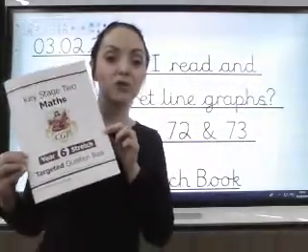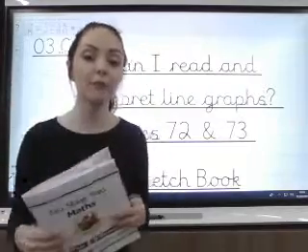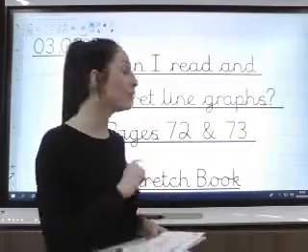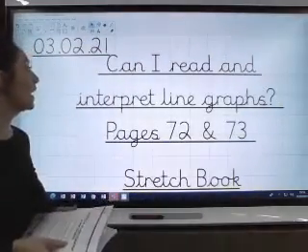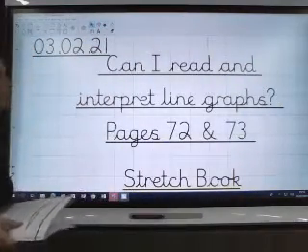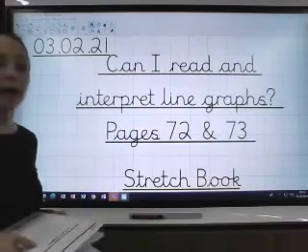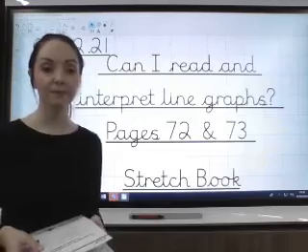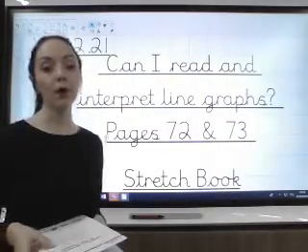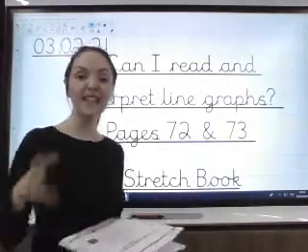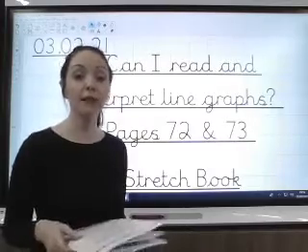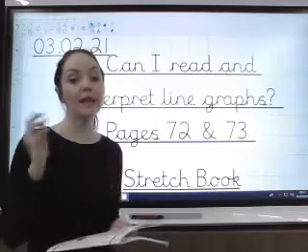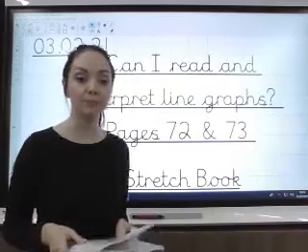Okay, so moving on then to your work for today, and we are finally today going into our Year 6 stretch book. Okay, so we've pretty much finished all of the pages in our workout book. So we're moving on to this one, and our learning question is, can I read and interpret line graphs on pages 72 and 73? Okay, we've done a little bit of work on line graphs recently and data in general, and you've done really, really well. But I just want to make sure we're definitely secure in this area before we move on to something new.